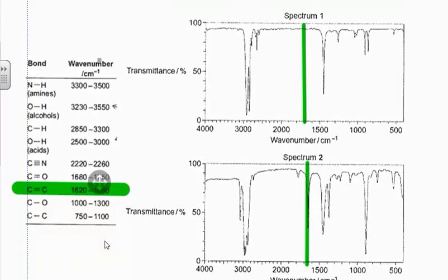Spectrum 2 certainly looks like it does have a carbon-carbon double bond, so I would be guessing that spectrum 2 is for the unsaturated compound, which is R, whereas spectrum 1 is for the saturated one, which is S.